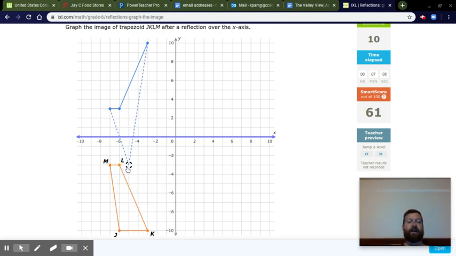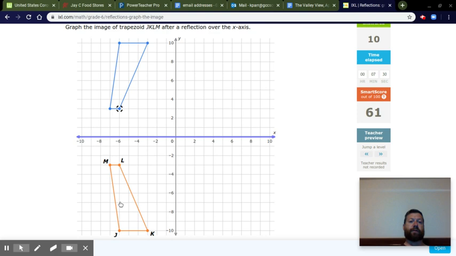It's 10 down, so I'm going to move it 10 up. And when I put that point there, these two should be identical. And it looks like I was pretty close, except I didn't move this point straight up. So I need to grab this point right here and move it over one spot so that it matches.